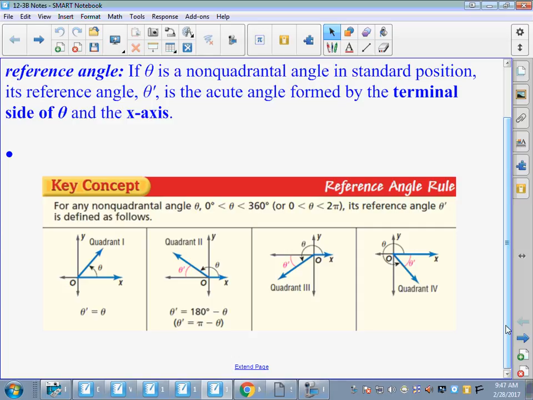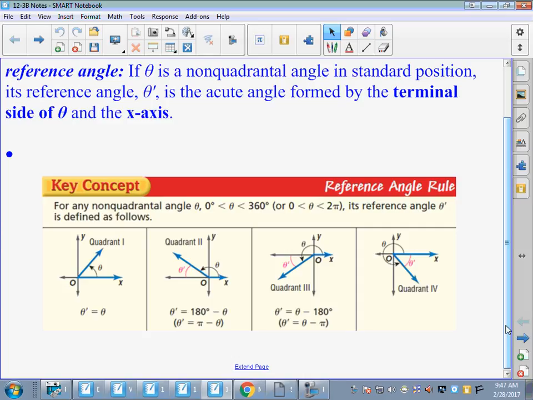If you're in the third quadrant, theta prime is the little tiny angle there beyond 180 degrees. So theta is larger than 180 degrees, and you subtract 180 degrees from theta. Again, just down below, it shows in parentheses how you would do that if it was radians. That's the only difference there.